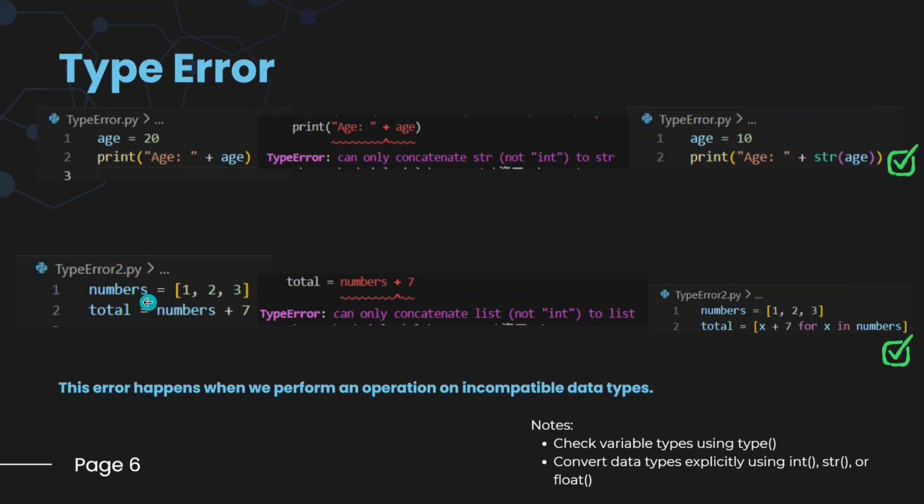Here, we have a list and an integer. Similarly, you cannot add an integer directly into a list. If you want to add it behind, you can use an append function. But if you want to add, you can use for x in numbers. So a pro tip to avoid type errors is using the variable type, here, type. So you can check what data type you are working with if you're unsure.